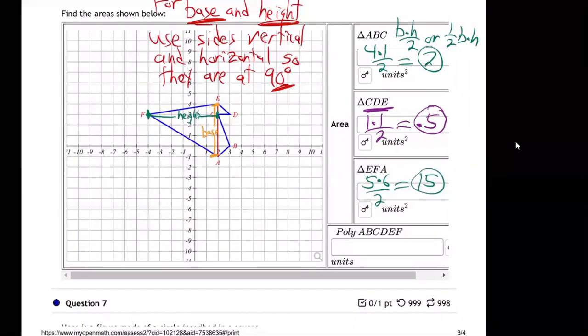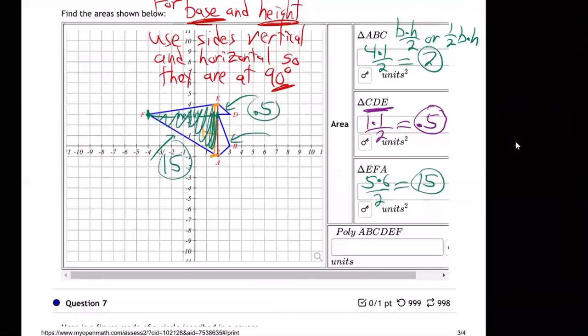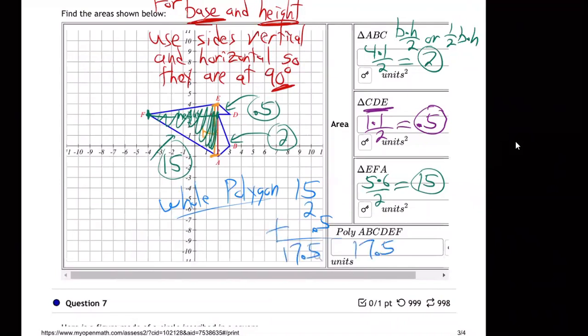Okay, so this right here is 15. This little part right here is 0.5, and this little part right here is a 2. So to find the overall polygon, we just add those up, don't we? The whole shape is going to be 15, 2, and 0.5. So 17.5. And what did we think in the beginning?